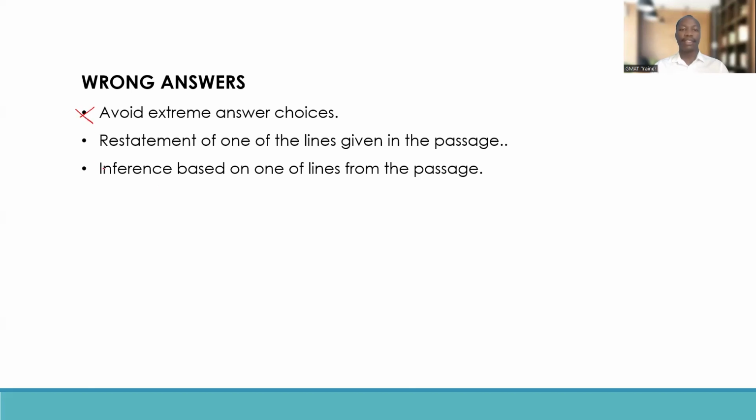Then answer choices that are a restatement of any line in the passage are definitely wrong. What we're looking for is an answer choice that completes the paragraph that has been given to us, right? So any restatement of facts or ideas that are present in the passage would definitely be wrong. Then there is inference based on one of the lines from the passage. Again, we're not looking for an answer choice that infers information from the passage, but for an answer choice that completes that paragraph, right?